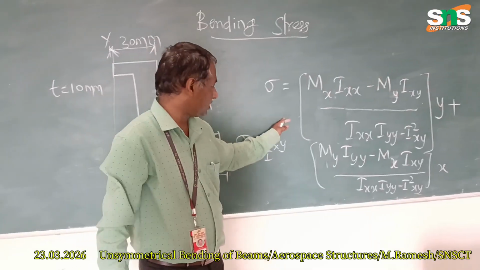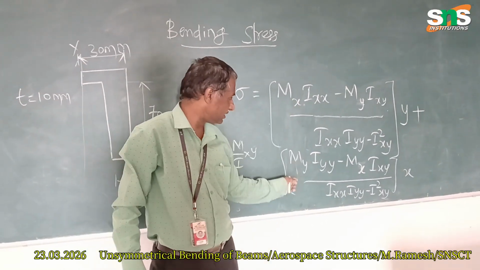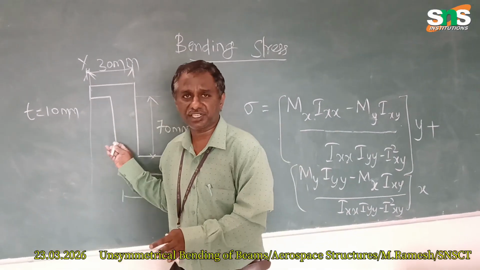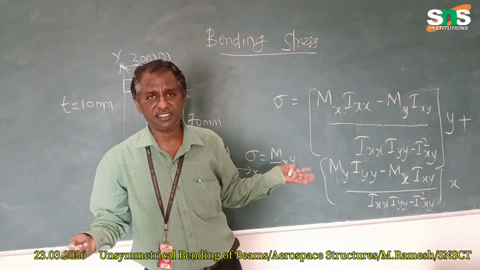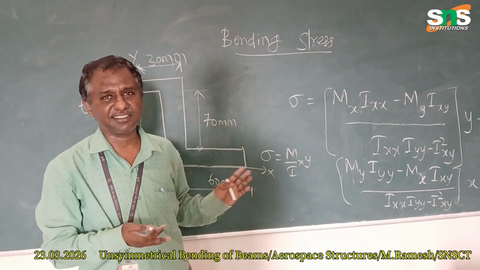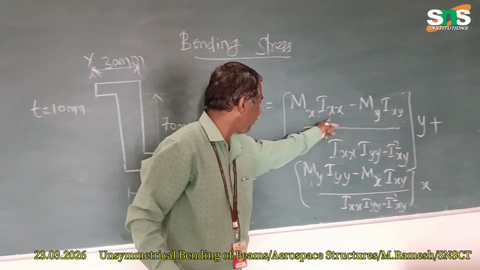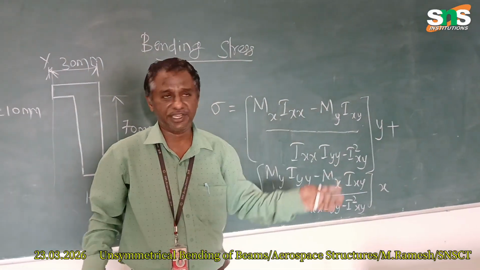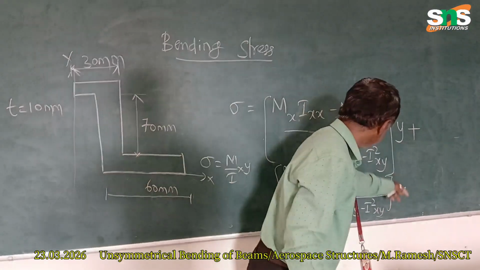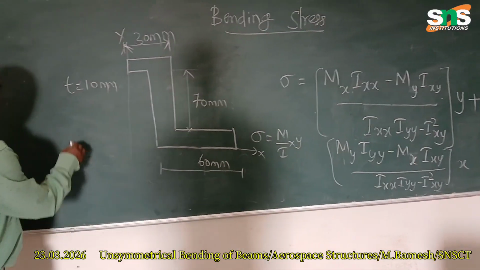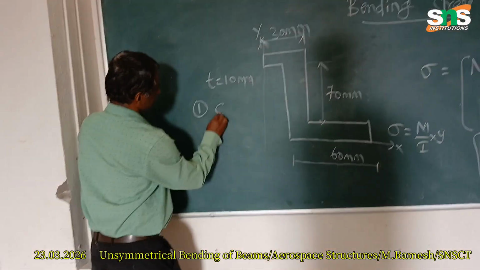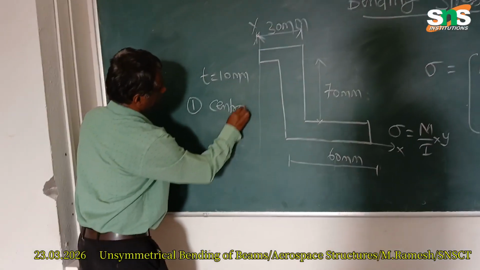Here the question is which moment is given. If Mx is given, we take it. If My is given, we take it as it is. If it is not given, let's take the moment about that particular axis as 0. Then we have to find the moment of inertia and the y value. So the first step is to find the centroid.